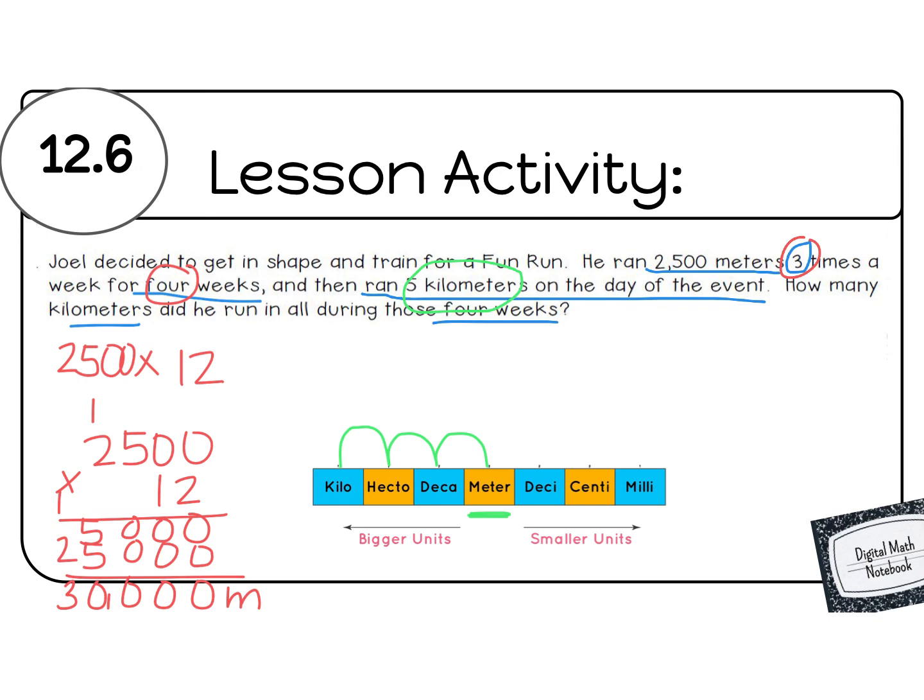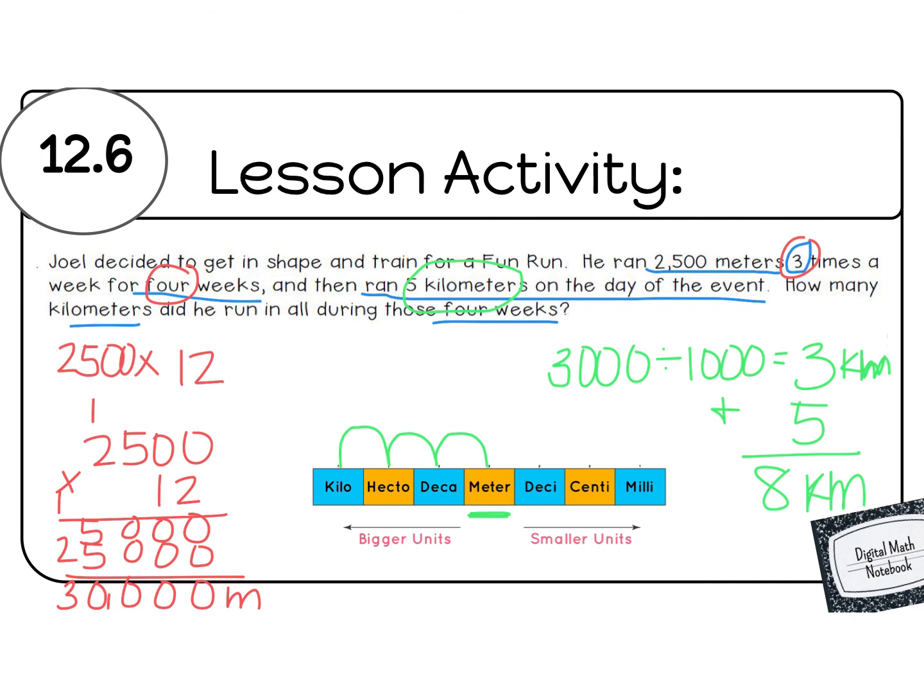So that's going to be 30,000 divided by 1,000 equals 3. So far in all of his practicing, it seemed like 30,000 meters was a lot, but 30,000 meters is only 3 kilometers. Plus the 5 that he ran the day of the event means that in total he has run 8 kilometers. That was a lot of work on this page. Please pause to type your work in your digital math notebook.